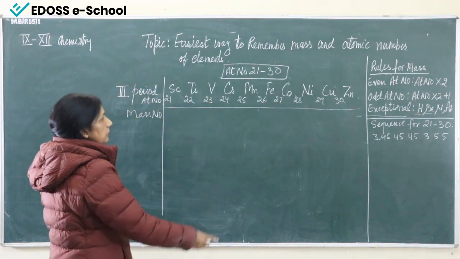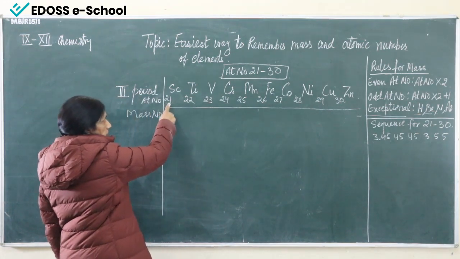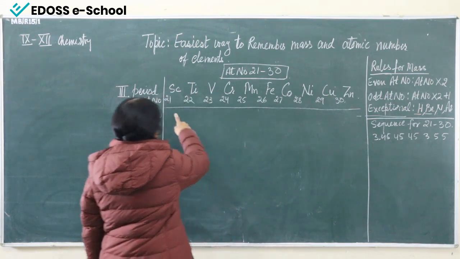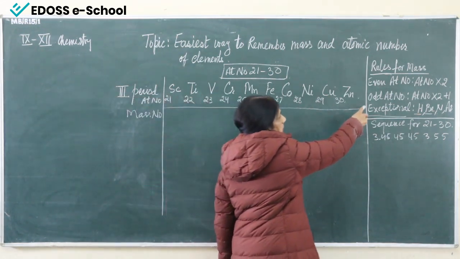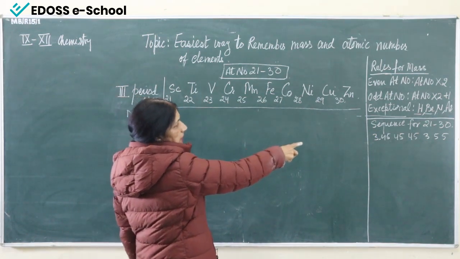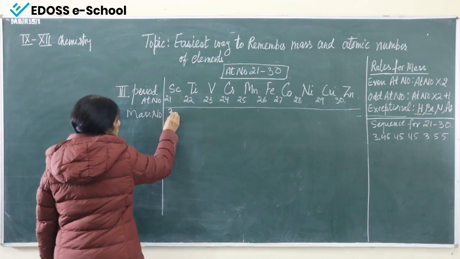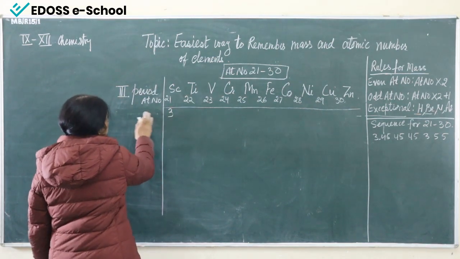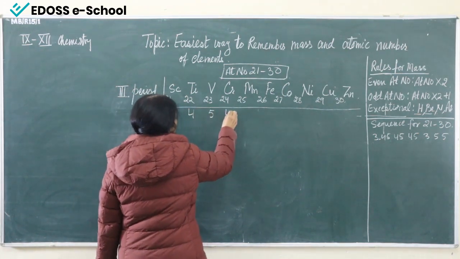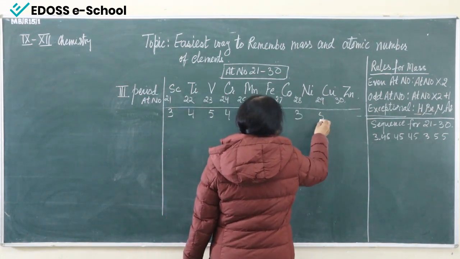Okay. So in this sequence, for the atomic number 21, this is an odd number, so we will have to multiply the atomic number by 2 and add a number from the sequence. For this we have to take the number 3. The sequence is 3, 4, 5, 4, 5, 4, 5, 3, 5 and 5.